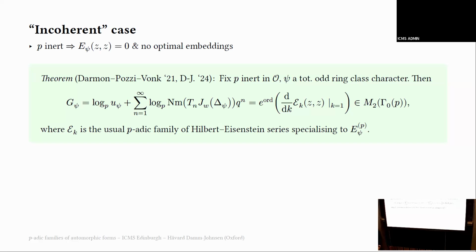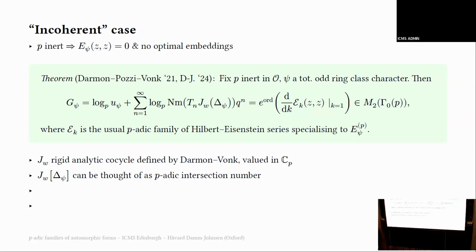I'm going to take the ordinary projection to get a modular form of level gamma naught of p and weight 2. And it turns out that this has a very explicit Fourier expansion in terms of these rigid analytic cocycles defined by Darmon and Vonk, which I won't have time to go into. And the constant term is the p-adic logarithm of a Gross-Stark unit.